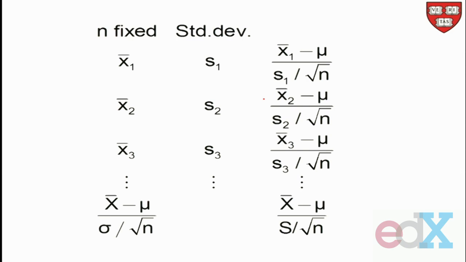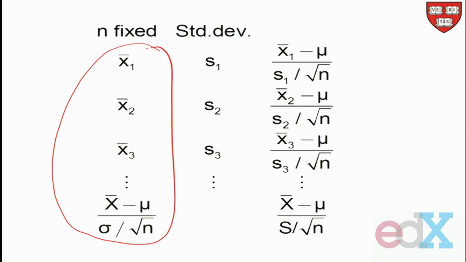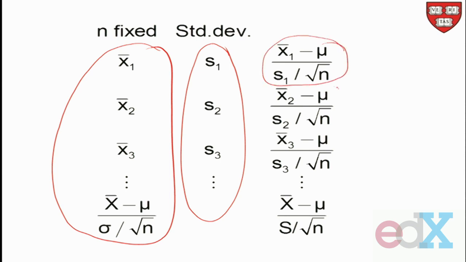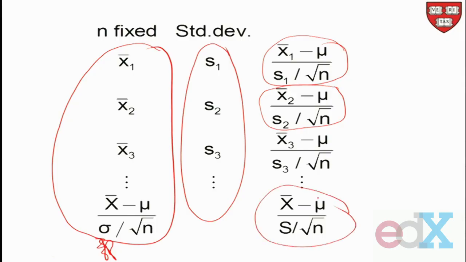So what happens, of course, is in the past, when we knew sigma, we were interested in how these sample means varied from sample to sample. Now we have to tag along these sample standard deviations. So our t's are going to have a different s every time. So we expect these things to be a little bit more variable. So here's the generic t.